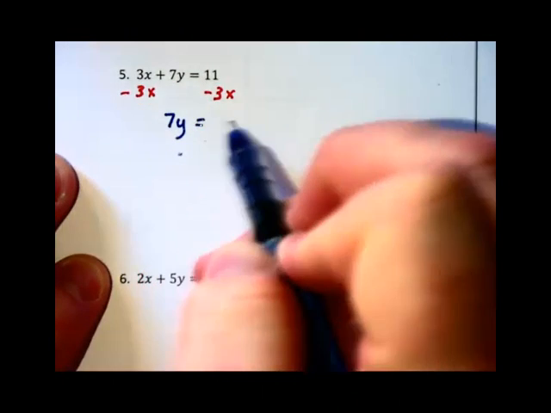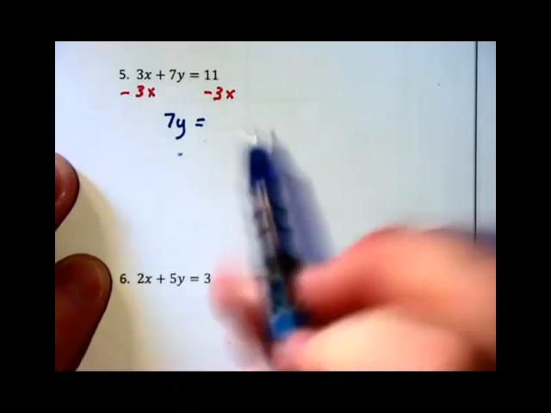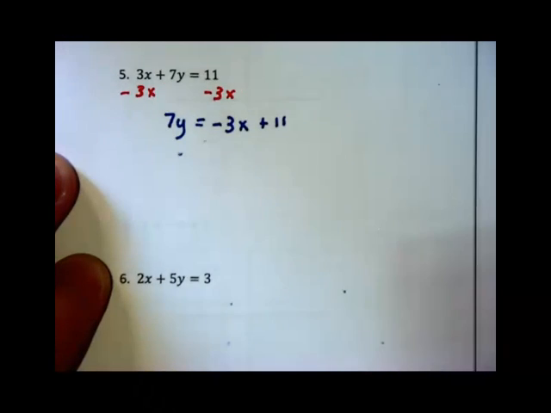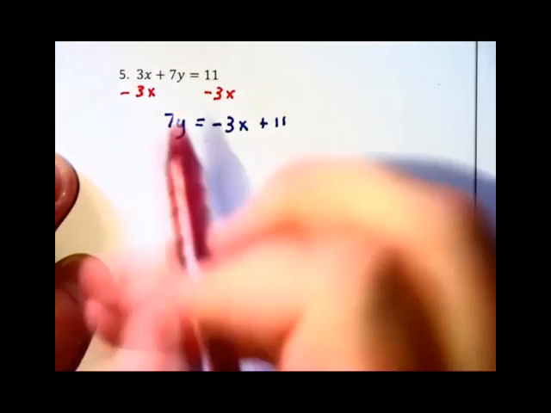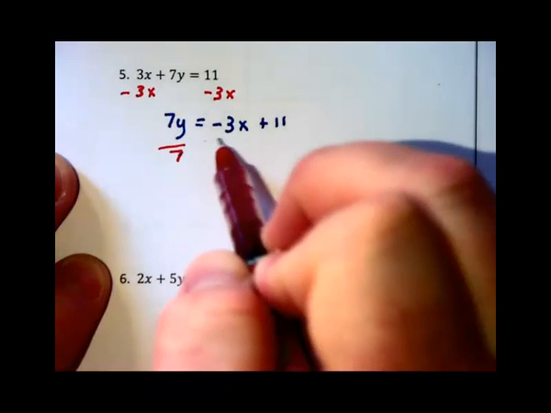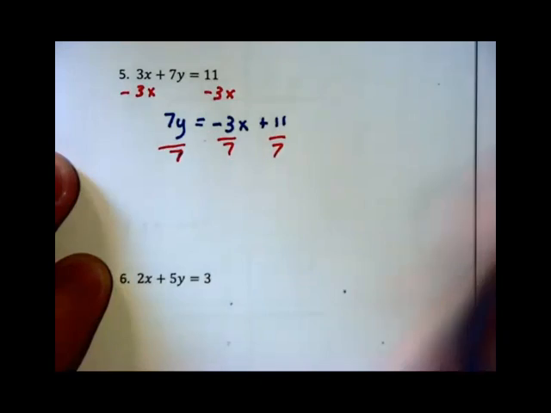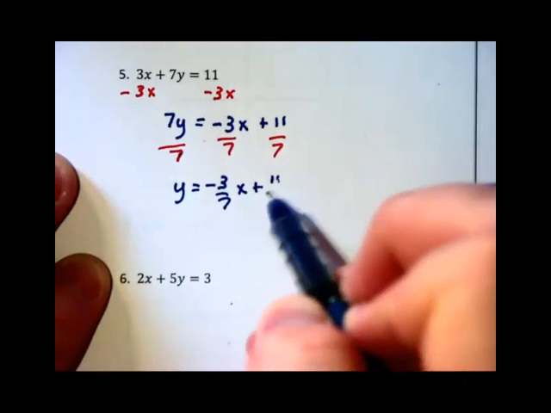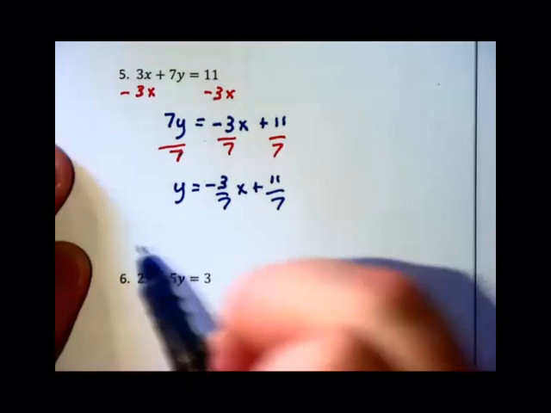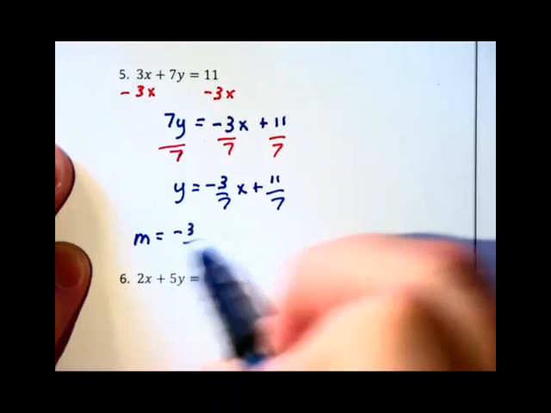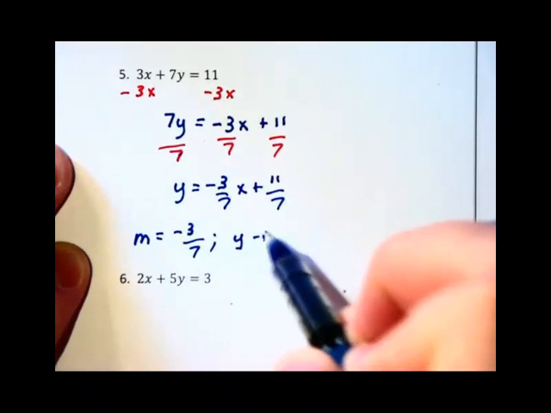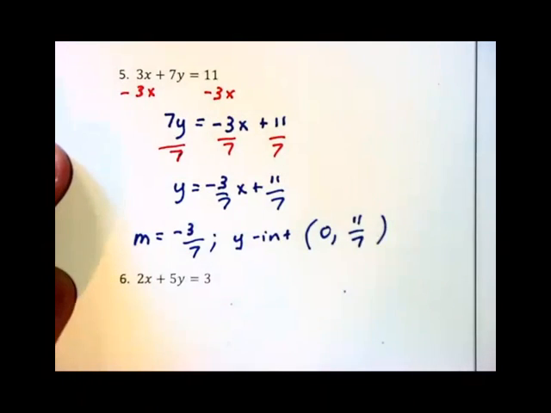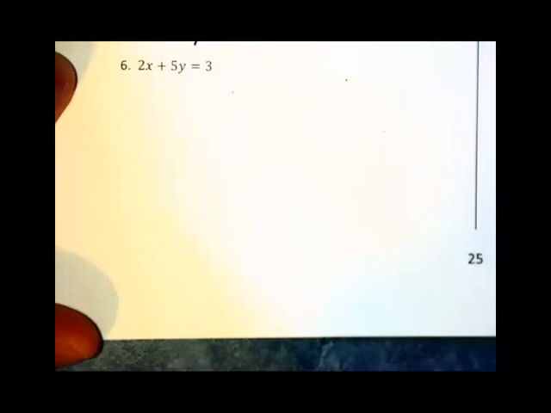We're going to have 7y equals, and instead of writing 11 minus 3x, I'm going to write negative 3x plus 11 in an attempt to start getting it ready for that mx plus b format. I'm now going to divide each side by 7 and write y here is equal to negative 3/7 x plus 11/7. And now we can see that the slope is negative 3/7 and the y-intercept is (0, 11/7).